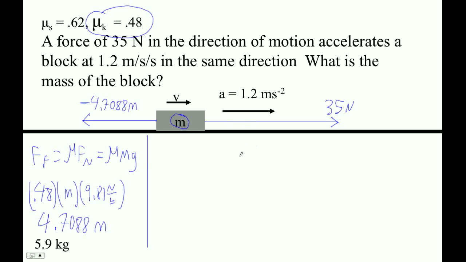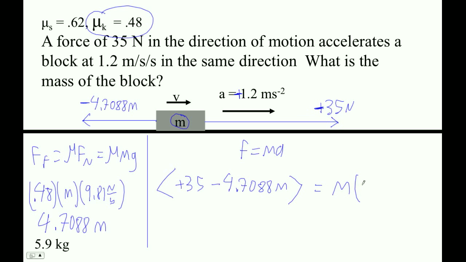So now we can go F equals ma. The acceleration is positive because it's to the right. This is positive. This guy's negative, right? So now we're set. We can go positive 35 minus 4.7088 m equals m, the same m, times 1.2, positive 1.2. Okay? Well, now we're set.